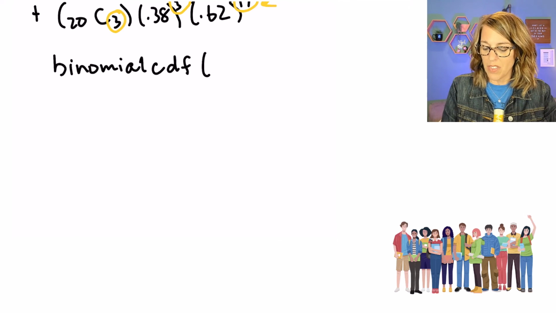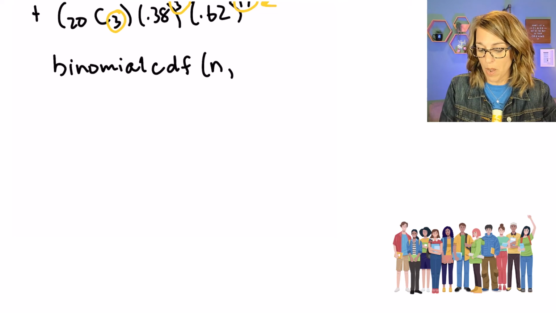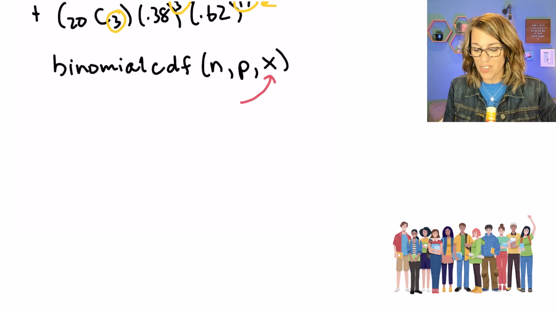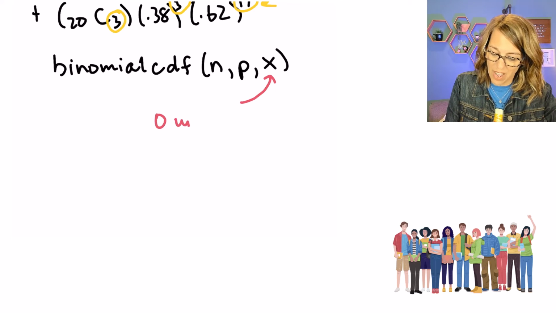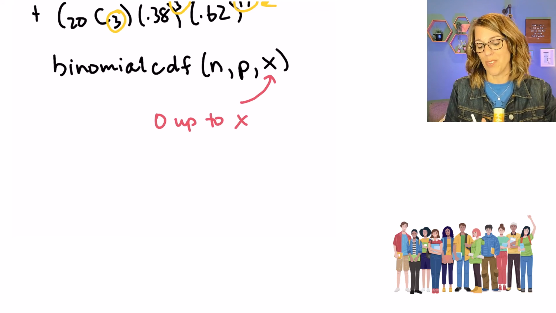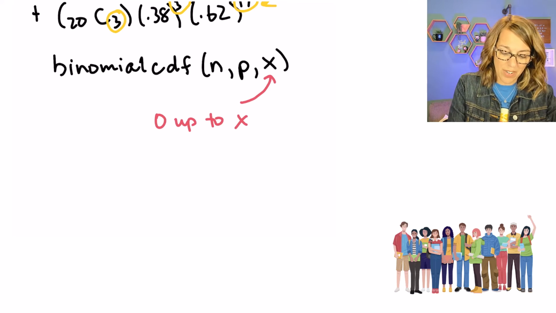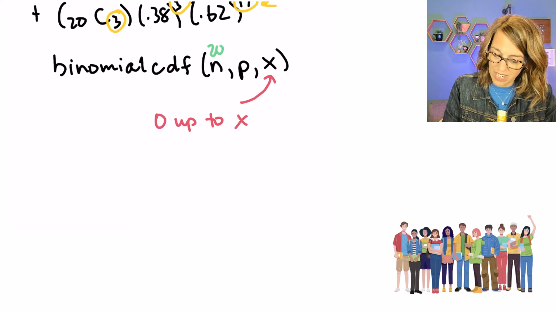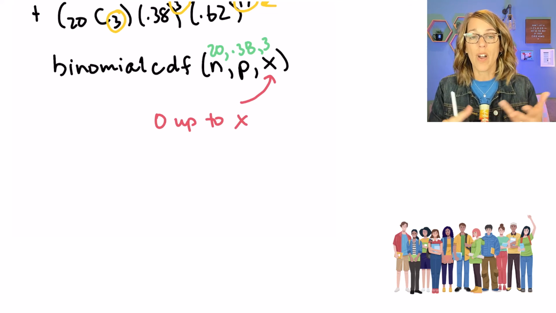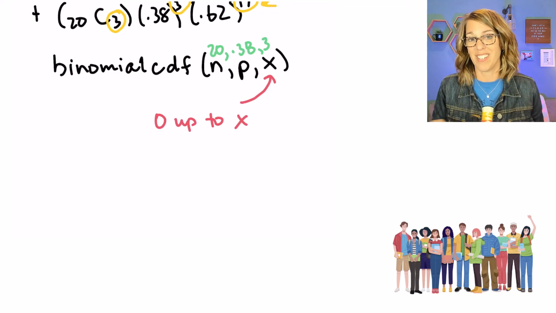We're still going to be putting in the number of trials, the probability of a success, and our X. But since we've got cases, the calculator is treating X as 0 up to X. So X is the maximum number. For ours, we're going to put in 20, 0.38, just as we had done before, and 3, knowing that that means 0, 1, 2, or 3 in the cumulative distribution.